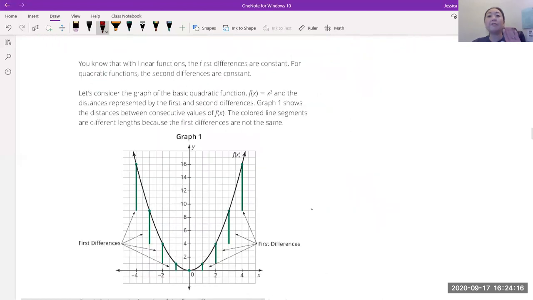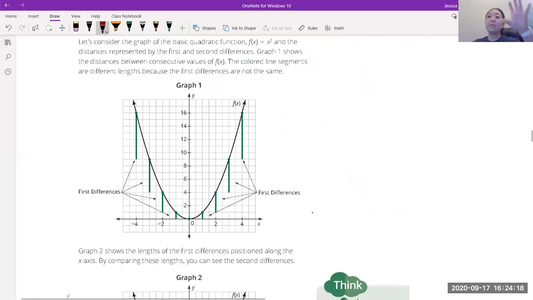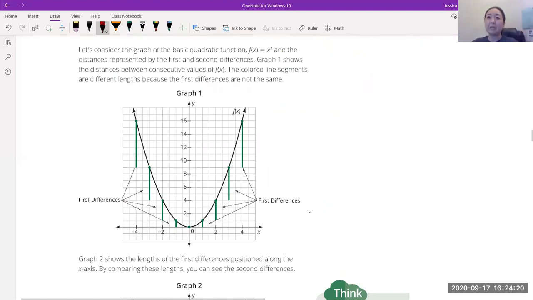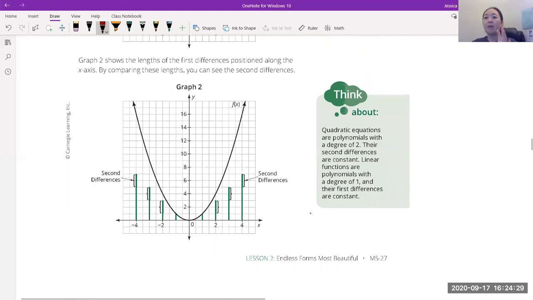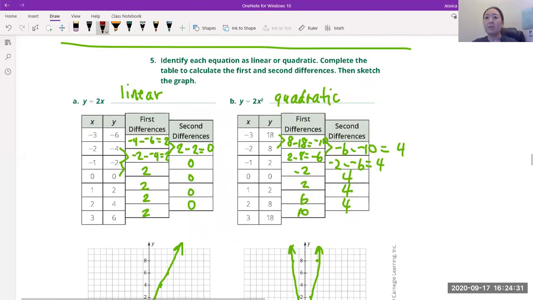All right, so I'm gonna kind of skip over this part because you could, please try reading it, right? For me, it was a little weird. I was like, I don't know if I like this way, and it was hard for me to explain. But this explains the first differences and the second differences. All right, moving on. So now we're here.